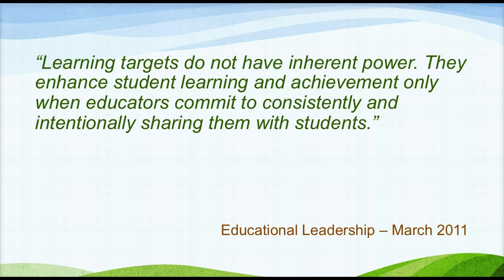Learning targets do not have inherent power, and I think that's extremely important to know, because they have to be referenced consistently every single day. So if teachers reference it one day but not the other, or reference it for 2 consistent days and then don't reference it at all, then unfortunately they do not have that inherent power. They need to be shared with the students intentionally on a day-to-day basis.